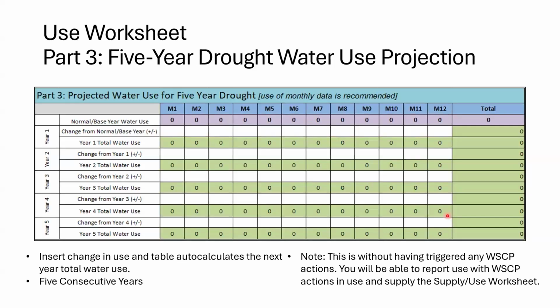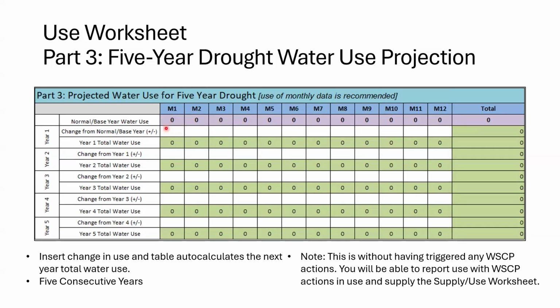All right, and on to part three. This is the 5-year drought water use projection. So it's very similar to the single dry year table. It will take the value from your normal/base year table, so part one, and it's going to fill out this first row here, or the purple row.